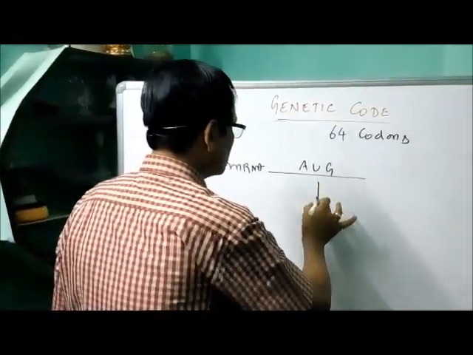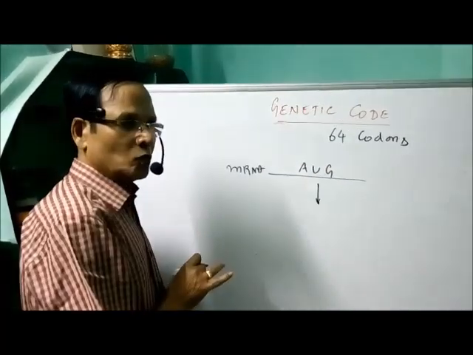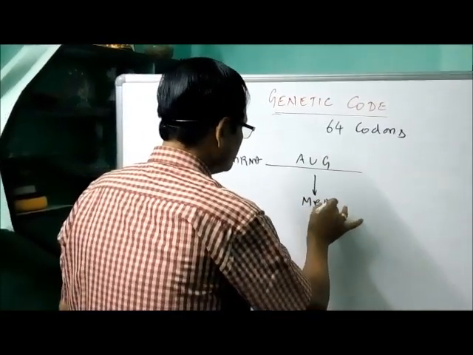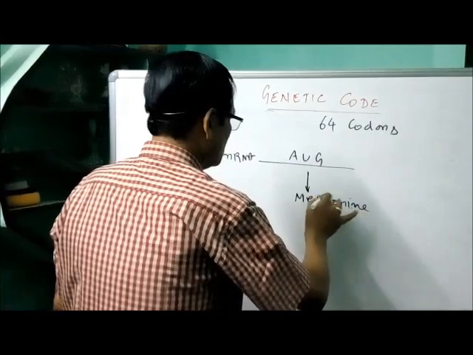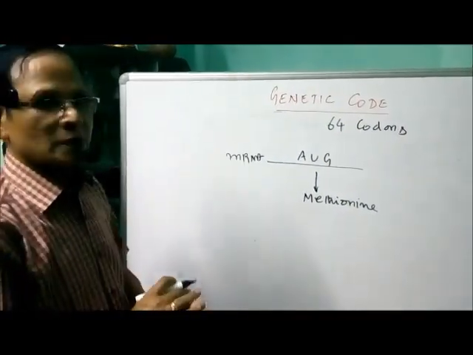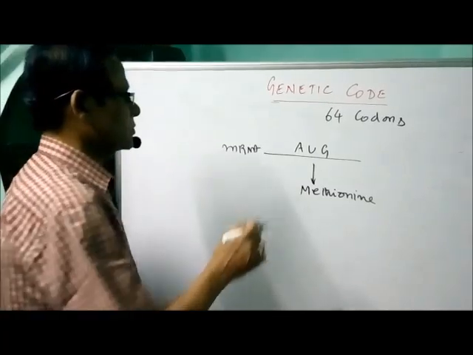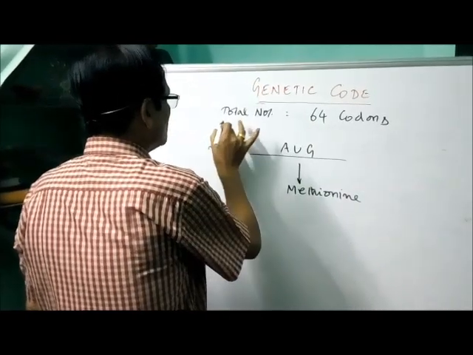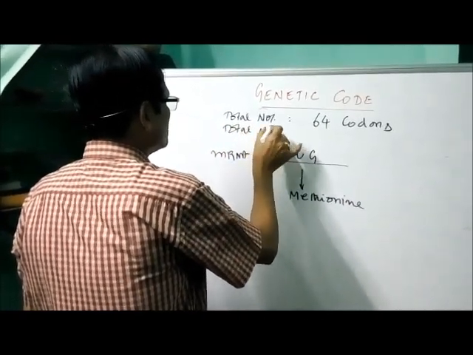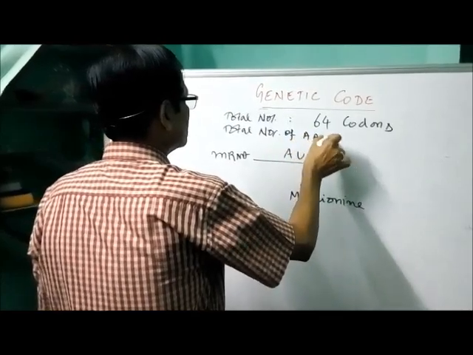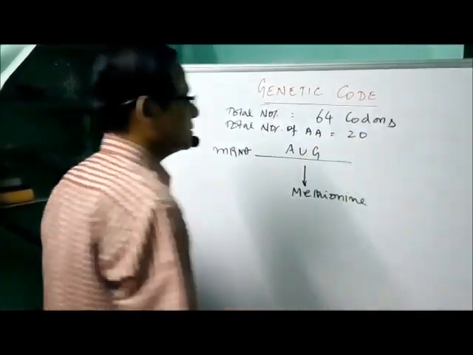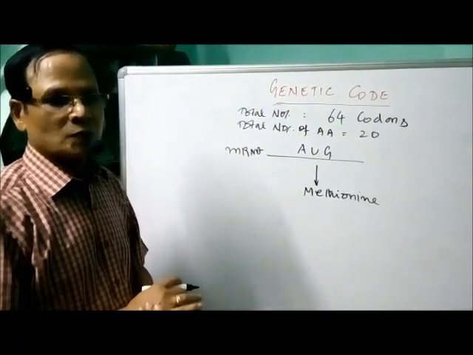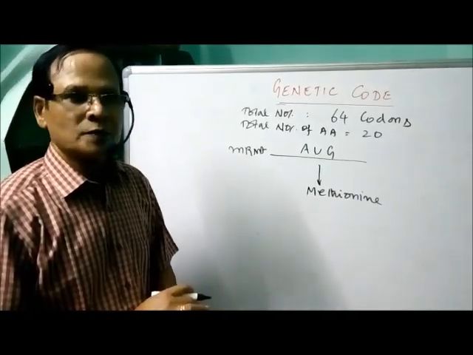For example, if you have this mRNA, this is a code that is normally coding for the amino acid methionine. Okay. So there are 64 codons for 20 different amino acids. So total number of codons is 64. Total number of amino acids is 20. That means we have more than one codon for an amino acid.